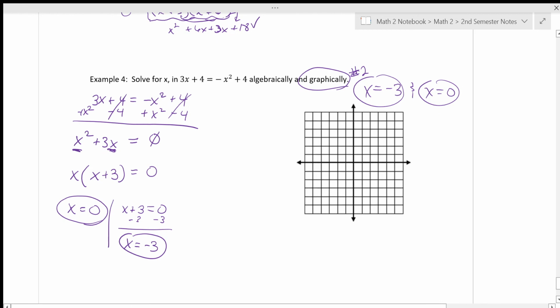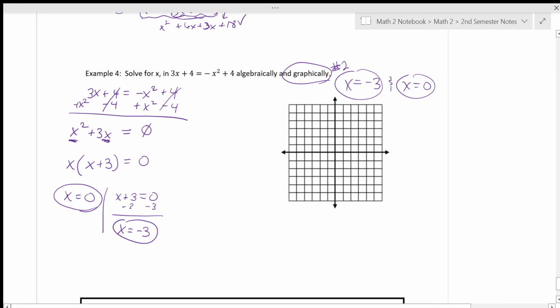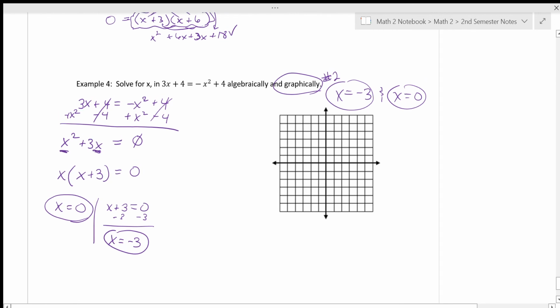So this is how you solve your systems of linear and quadratic equations. Again, if you have any questions, don't hesitate to ask.